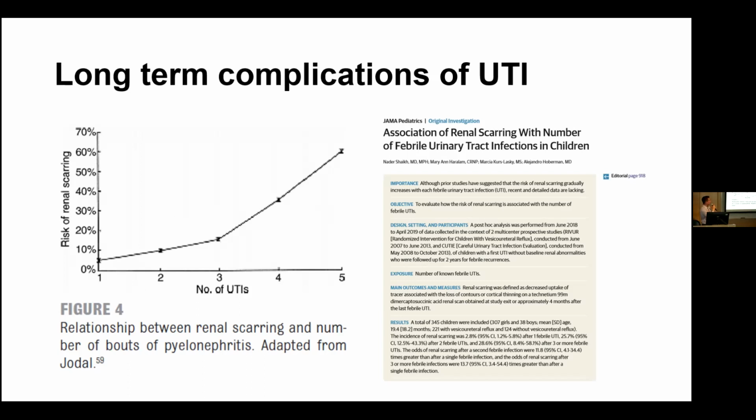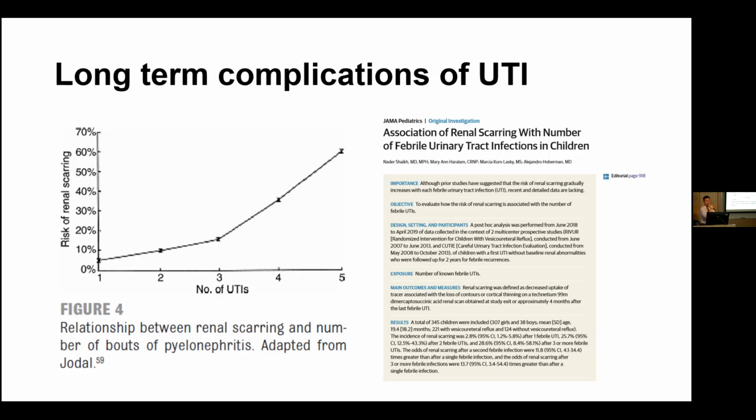But from UTIs itself, this figure comes from the AAP guidelines on UTIs, and it shows that from this study in the 80s, the more UTIs you get, the more risk of renal scarring there is. And I also included this article from 2019, a more recent article, which showed that with newer technology, we can show that even after the first UTI, there's an increased risk of scarring not of 5 or 10%, but closer to 26%.